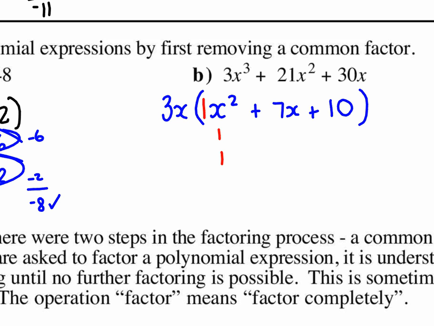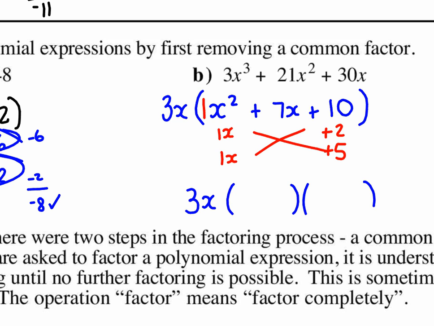What are we going to do? 2 and 5, because will that add to 7? Yes. The signs, will they both be positive or both negative? Because we're adding to a positive 7 and multiplying to a positive 10, they're both positive. So now we can throw in our variables. What would our final answer look like? 3x, good. You didn't forget the GCF.